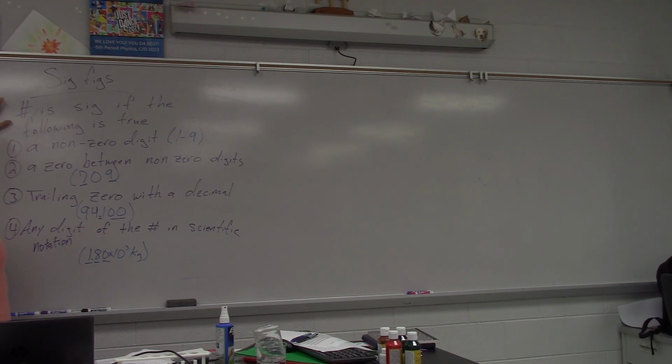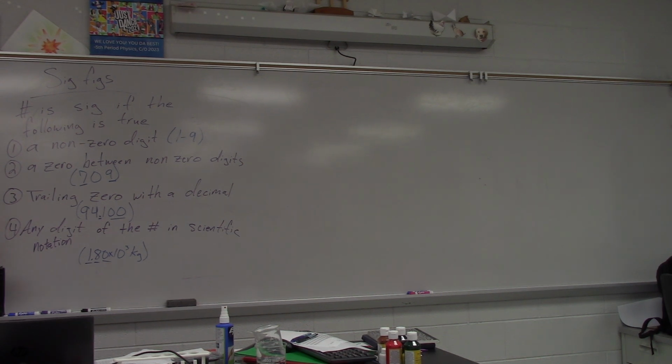To determine if a number is significant, it is significant if the following is true. It's a non-zero digit, so if it's the numbers 1 through 9, it is significant. Then the trick comes with the zeros, so I put in the cases when they're only true. A zero between non-zero digits, this is the sandwich that I talk about. So sandwich zeros are significant.